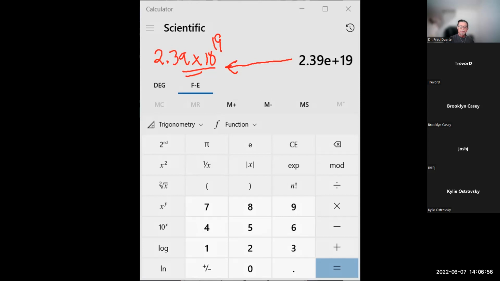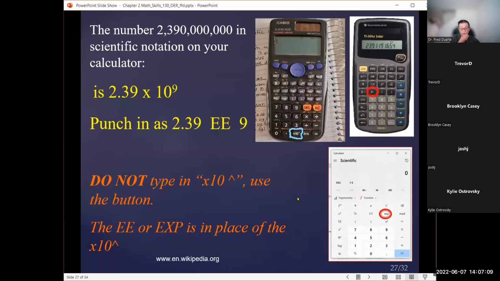So practice with your calculator. If you have any questions, check your manual. And if it doesn't help you, feel free to send an email. If you've got an image of your calculator, take a snapshot of your calculator. I'll be more than happy to look at it.